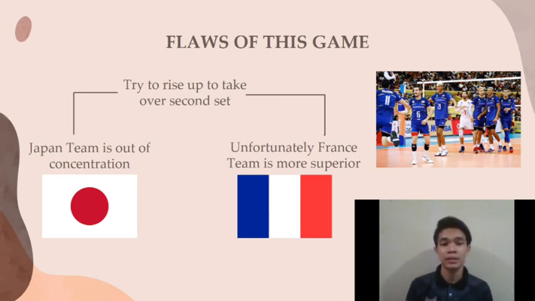In the second set, Japan tried to catch up with France. In this set, the Japan team is more aggressive while attacking, but the France team managed to hold and seal the victory in the second set by 23 to 25. During the third set, Japan tried once again to rise up and challenge France, but unfortunately, the France team is more superior and makes fewer errors, and by that, France won the match in straight games against Japan.